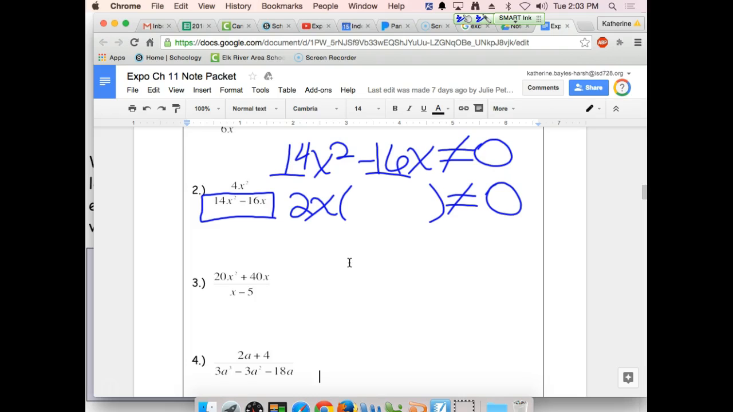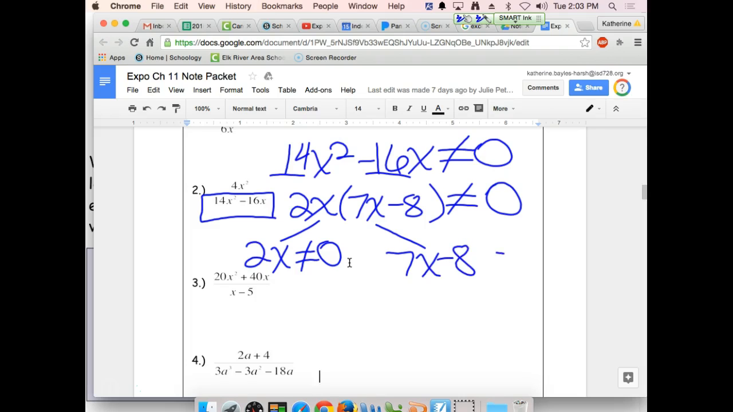And then after I take out a 2x, inside here I'm going to be left with 7x minus 8. Okay. Now from here, we're going to also do what we did in chapter 9. Because I have an x and an x, we have to solve for both of those. So I have 2x does not equal 0, and I have 7x minus 8 does not equal 0.